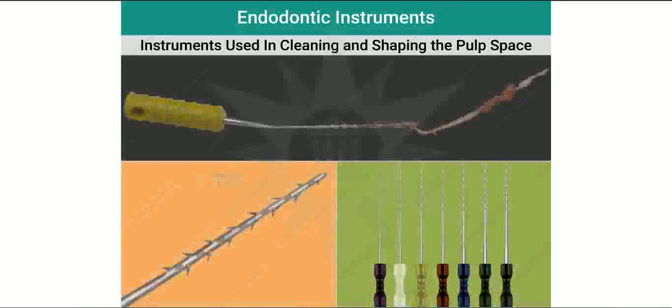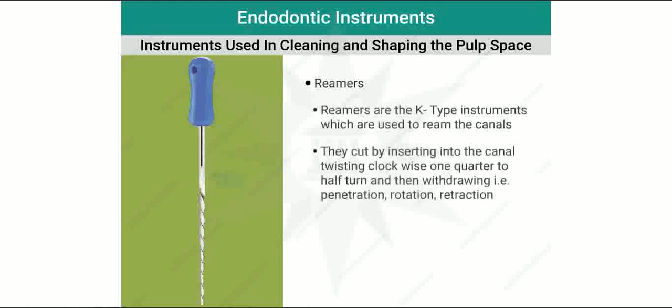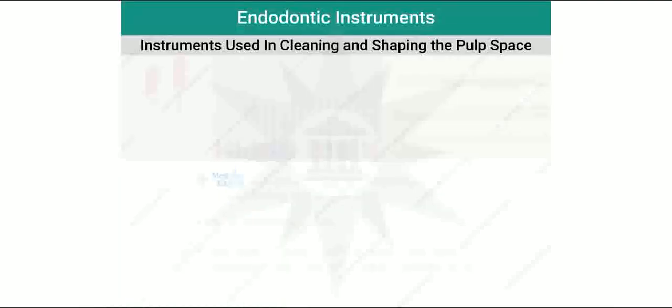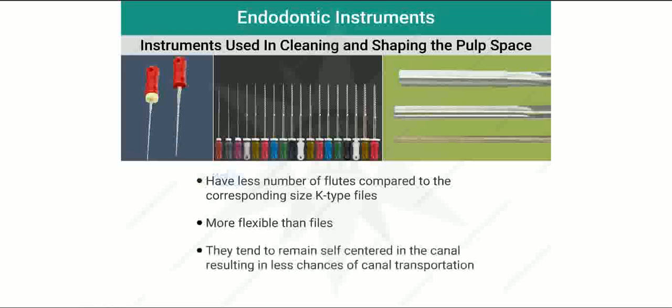And then reamers. Reamers are K-type instruments which are used to ream the canals. They cut by inserting into the canals, twisting clockwise 1/4 to half turn and then withdrawing, that is penetration, rotation and retraction. They have fewer flutes compared to a corresponding K-type file, and they are more flexible than files. They tend to remain self-centered in the canal, resulting in less chances of canal transportation.